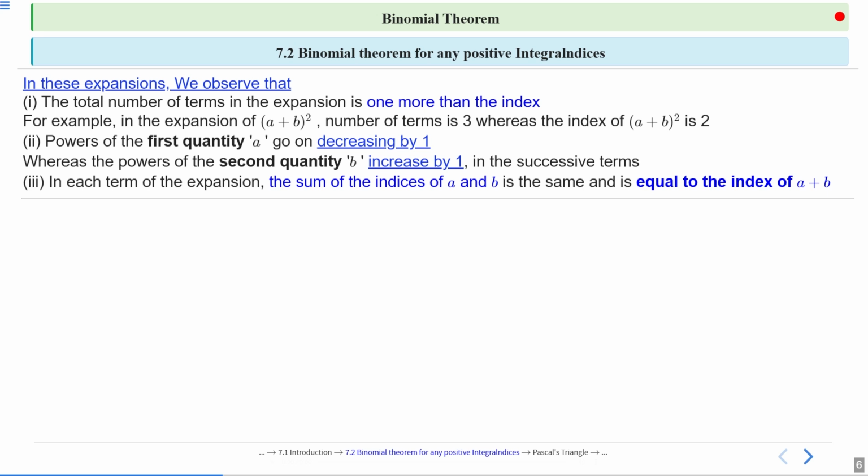So in each term of the expansion, the sum of the indices of a and b is the same and is equal to the index of a + b. In each term, the sum of the indices of a and b is the same, and this sum equals the index of a + b. This is a consistent pattern that you should remember.